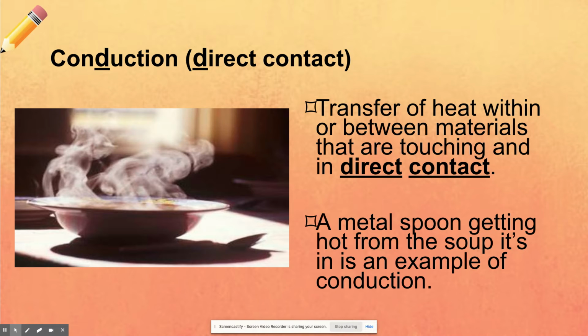Or if you take a pan and you put it directly on the stove, right? And the pan gets hot. And then the pan would touch the food, right? And the food gets hot. So there's got to be direct contact, conduction.